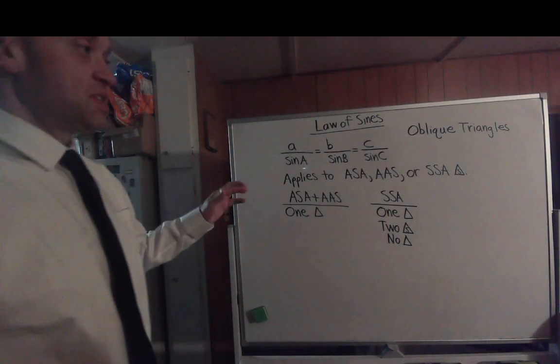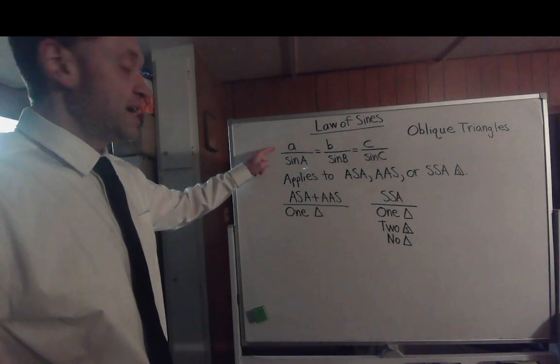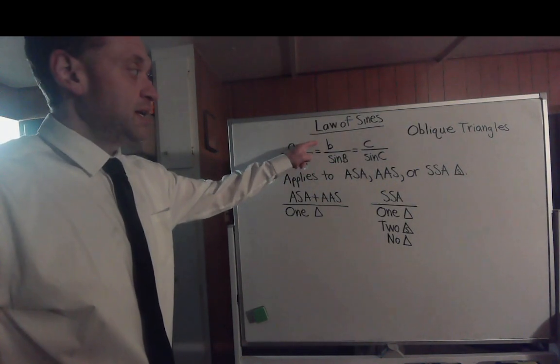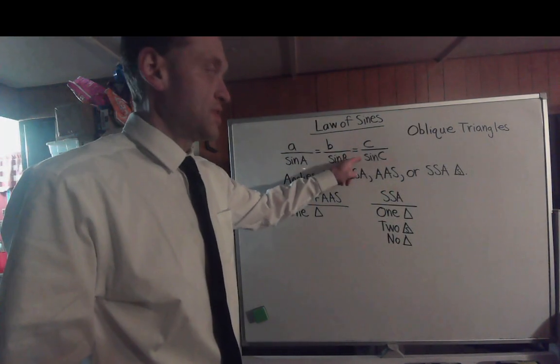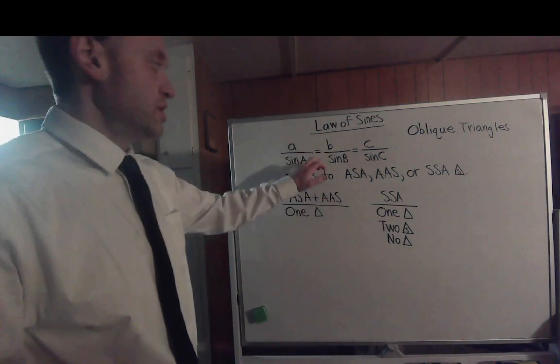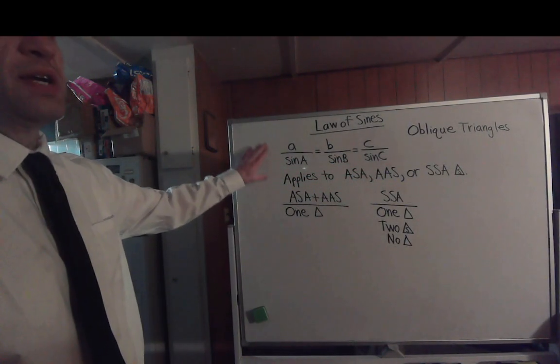So the law of sines gives you some proportions. It gives you side A over the sine of A equals side B over the sine of B equal to side C over the sine of C. Now you're not going to be using all three of these at once. You'll use two at a time, but this is just setting up the proportions to aid you.